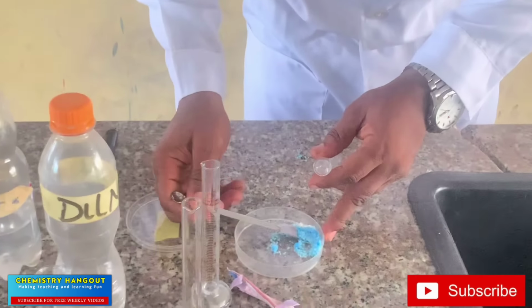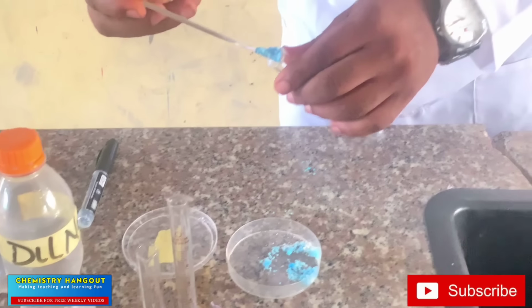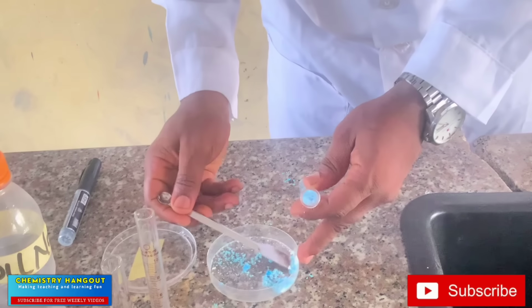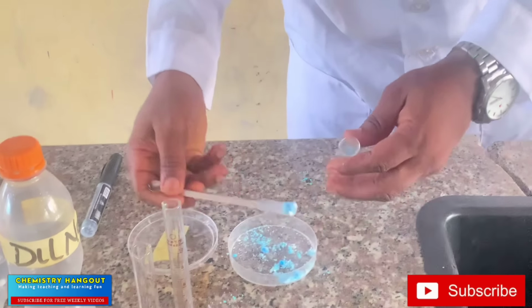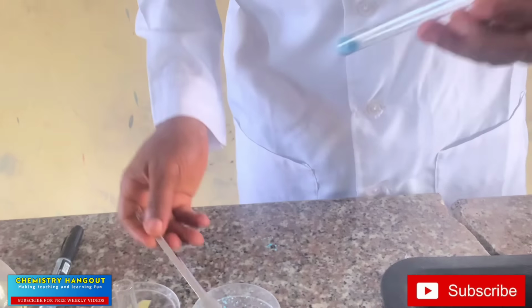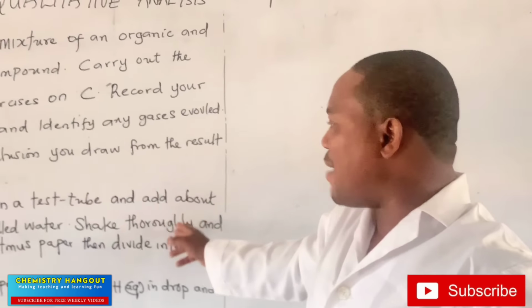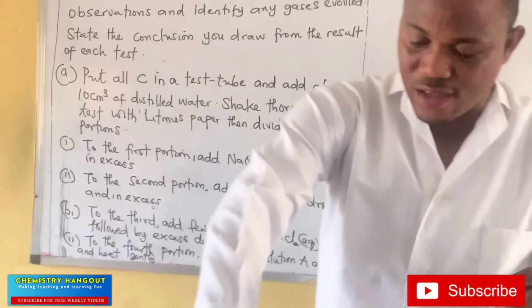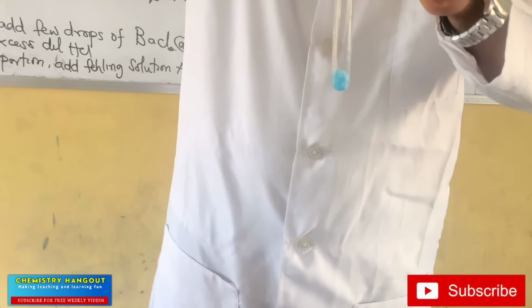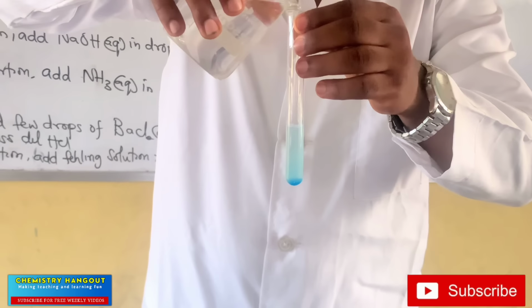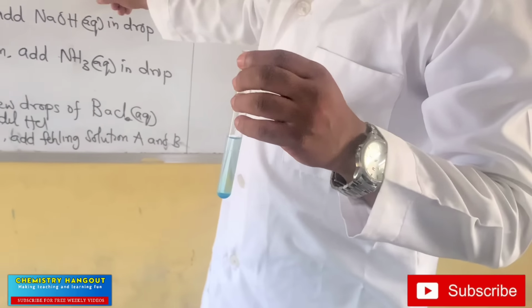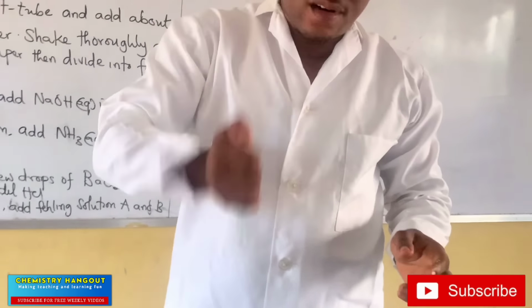So let's say this is all of C in a test tube. Let's put as much as possible. Okay, so this is C now in my test tube. They said add about 10 centimeter cube of distilled water. Let me say this is my distilled water. Let me measure that with my discretion, about 10 centimeter cube. And what did they say? They said shake thoroughly. So let's shake thoroughly. Let's shake.